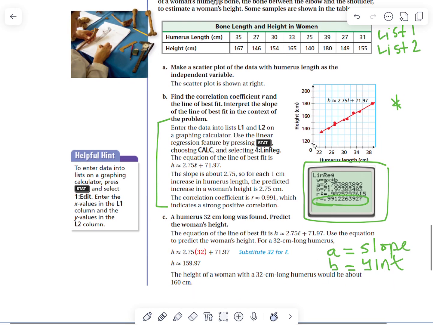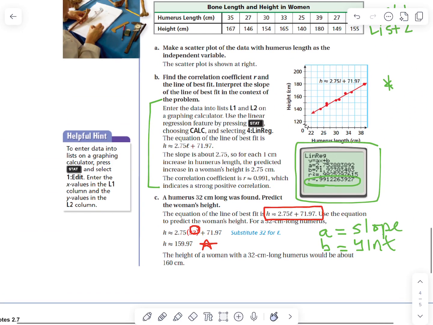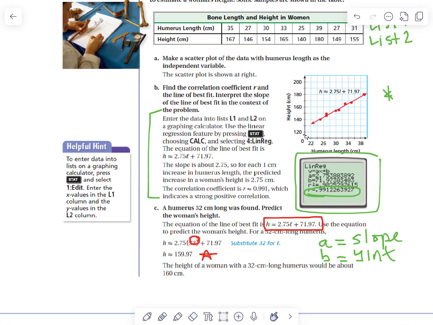And then what we can do is make predictions. So we have an equation. Here's our equation right here. Let's say a humerus of 32 centimeters was found. We can predict a woman's height. What you would do is substitute 32 in for the length, and you can find the height. So we will run through this example together in class too.